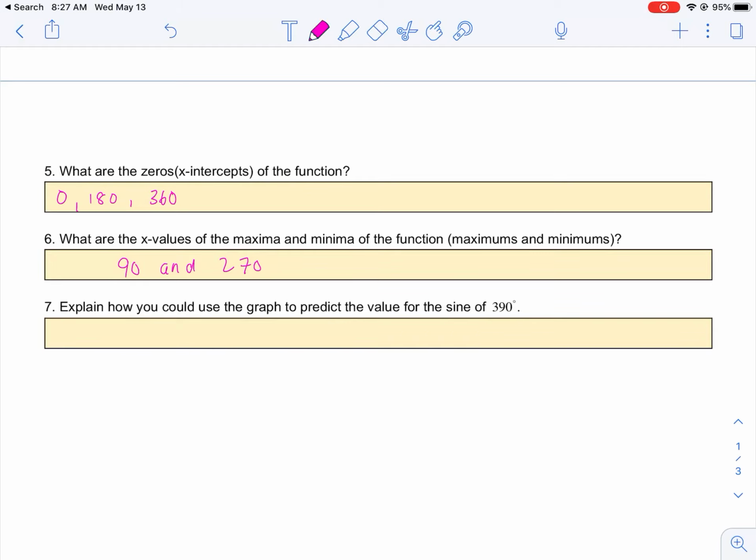Okay? So let's think about it this way. If the graph repeats, how much does it take for it to repeat? 360 degrees. So if we subtract 360 from 390, you'll notice there's 30 degrees left over, which tells me that the sine of 390 is going to equal the sine of 30 degrees. And we know that at 30 degrees, the sine is how much? 0.5, and so that's the answer.